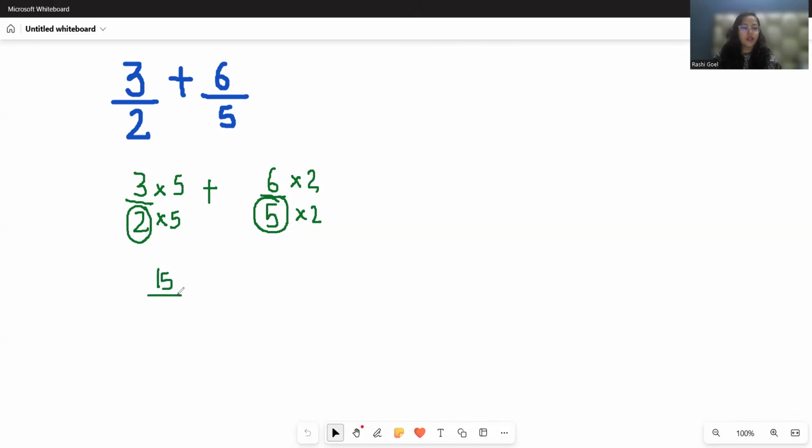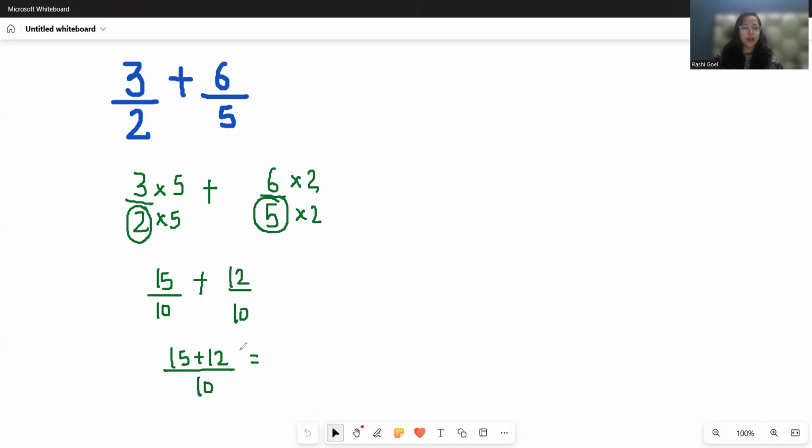3 times 5 is 15. 2 times 5 is 10. Now 6 times 2 is 12 and 5 times 2 is 10. Now your denominators are equal, same. Just write it once and simply add the numerators. No need to take LCM if you are struggling there.